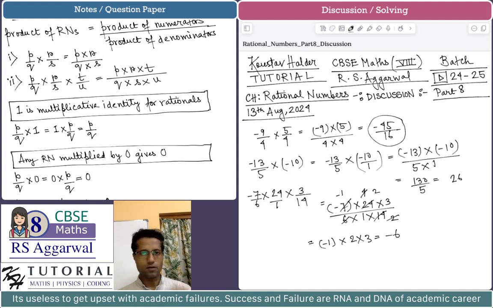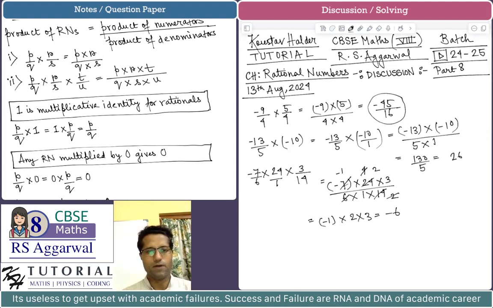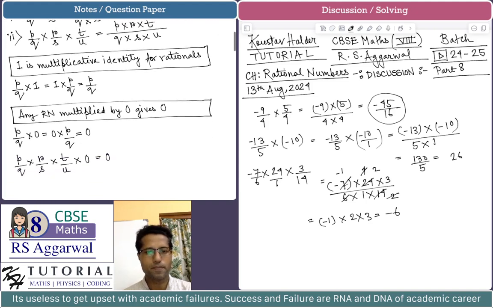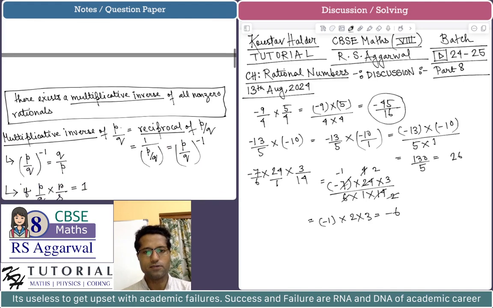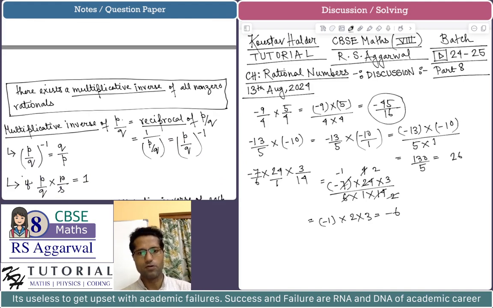So I hope the product of rational numbers is clear. And multiplying by one gives the multiplicative identity. It is quite simple and straightforward, I do not think I have to show it with an example. Also, any rational number multiplied by 0 gives the result 0. Okay, there exists a multiplicative inverse of all non-zero rational numbers.